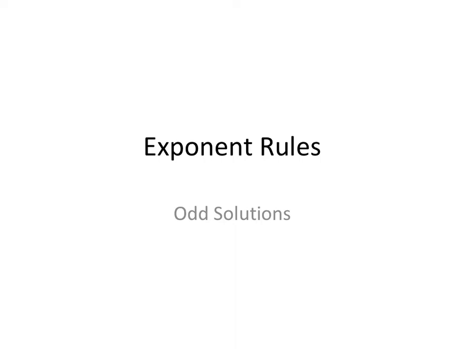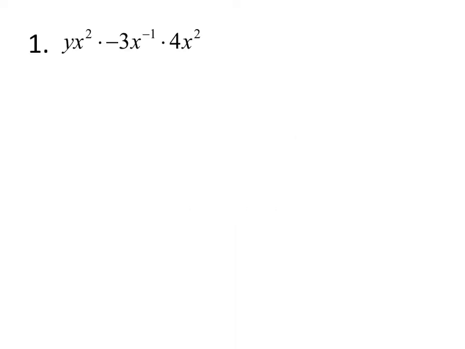Okay, this is the Exponent Rules Worksheet Odd Solutions. Alright, so exponent rules say if you multiply like bases, you add the exponents. If you divide like bases, you subtract the exponents. If you take a power to another power, you multiply the exponents. Anything to a 0 power is 1, and if you have a negative exponent, you drop it like it's hot.